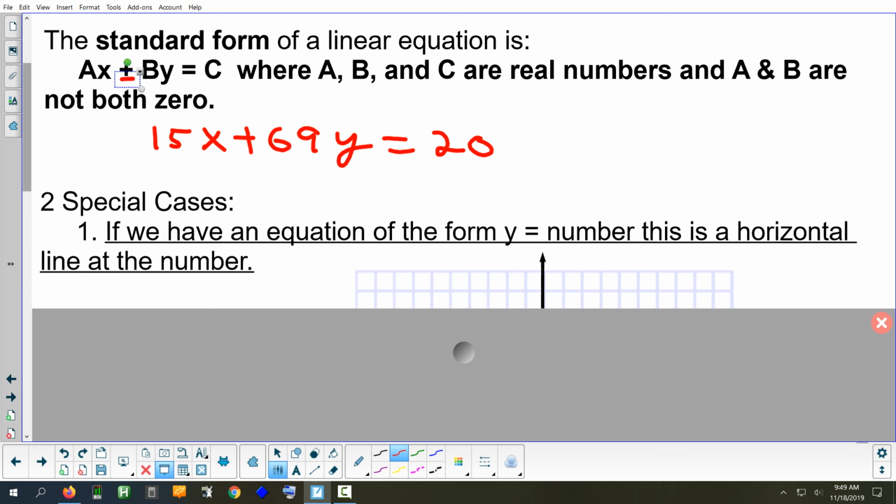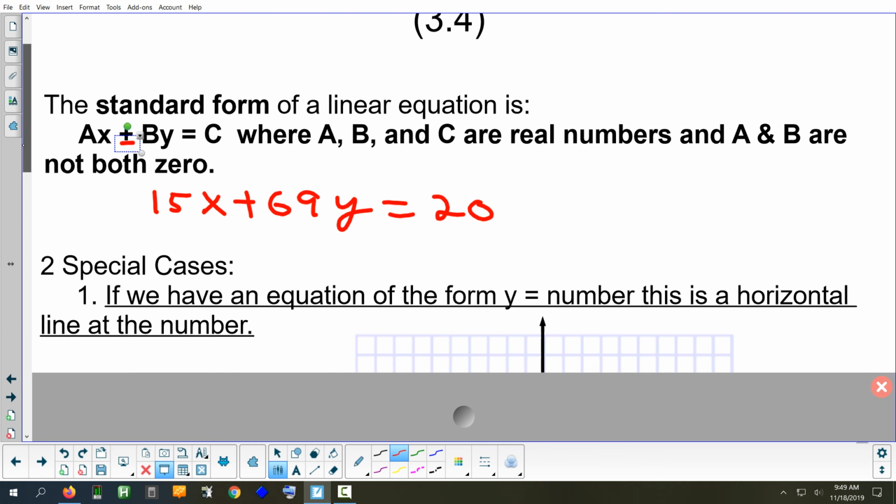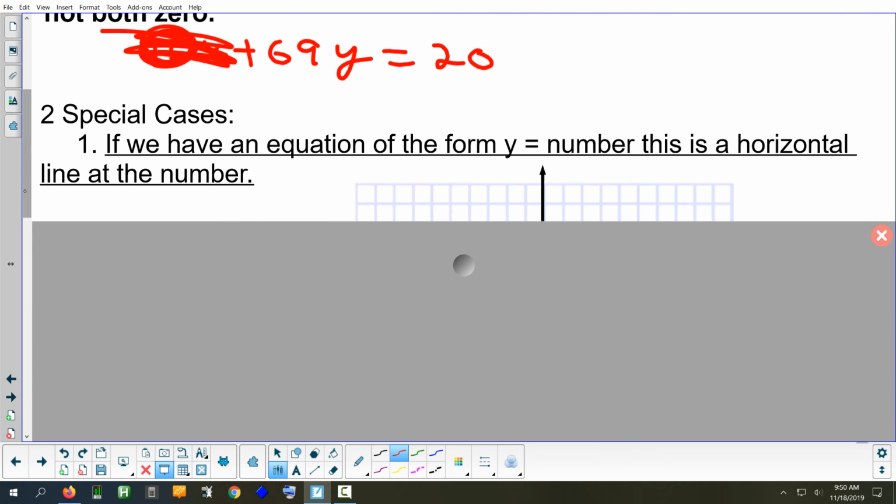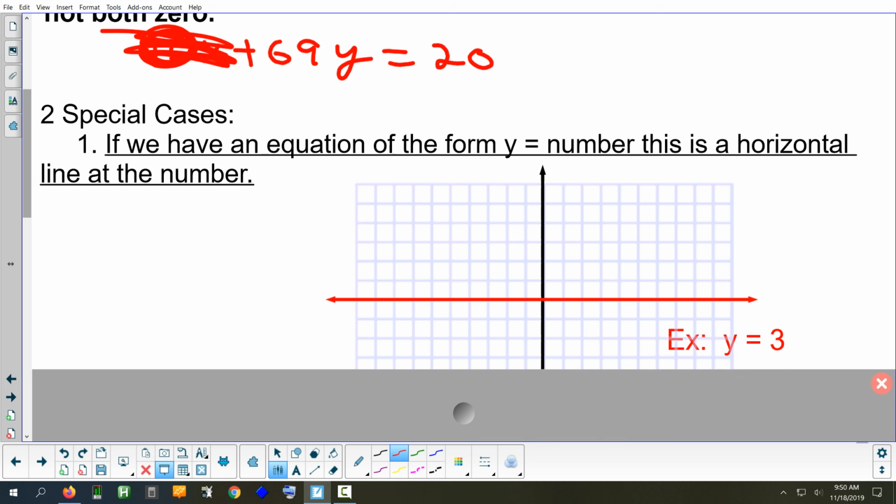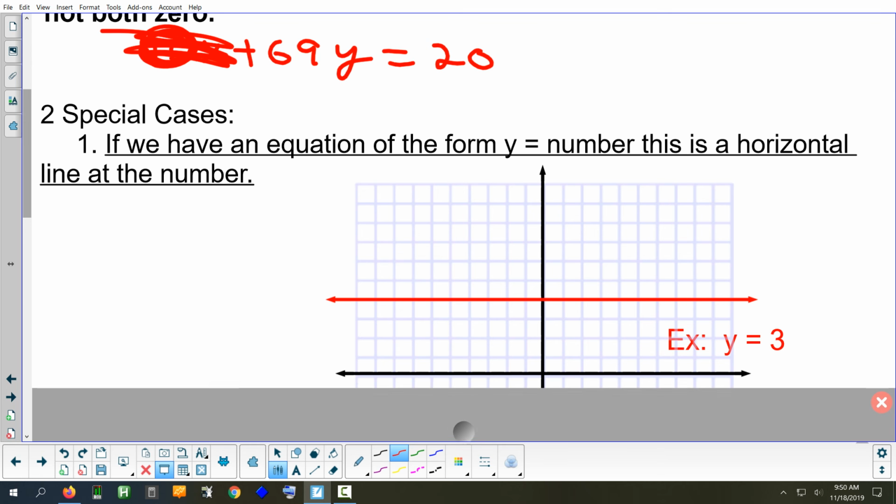Okay, so the only way you would get y equals a number is if you plugged in a 0 right here. Because if you made that a 0, 0 times x would be gone. Now you just have a y. Okay, that's the only way that could happen, if you plug in a 0 for a. That's an example of an equation of a horizontal line. It's a lot simpler than y equals mx plus b. It's just y equals a number.